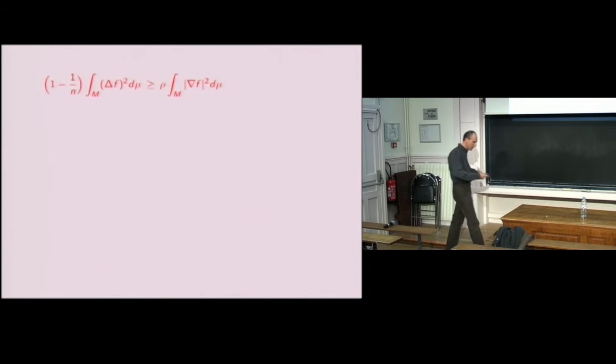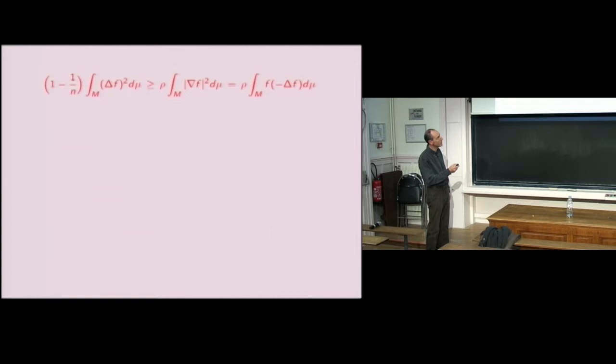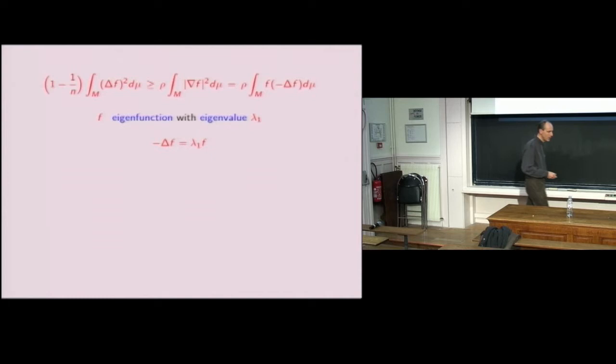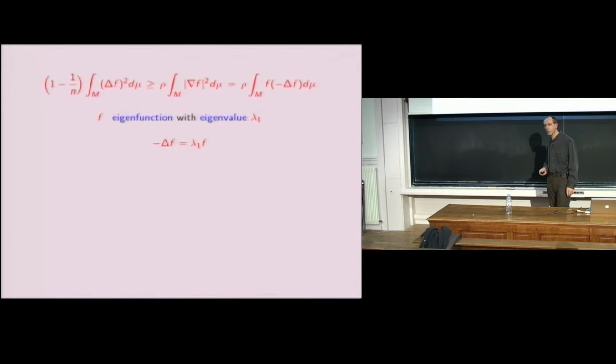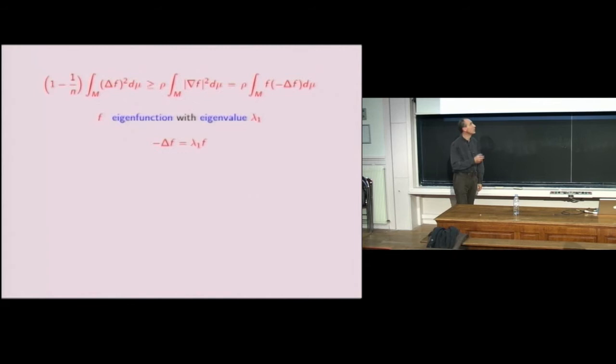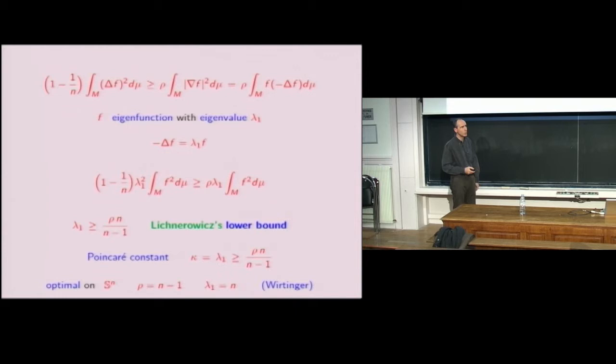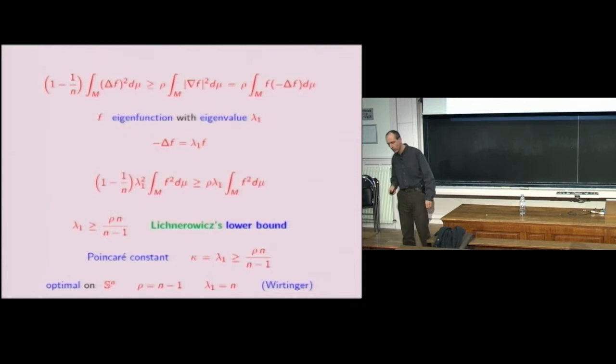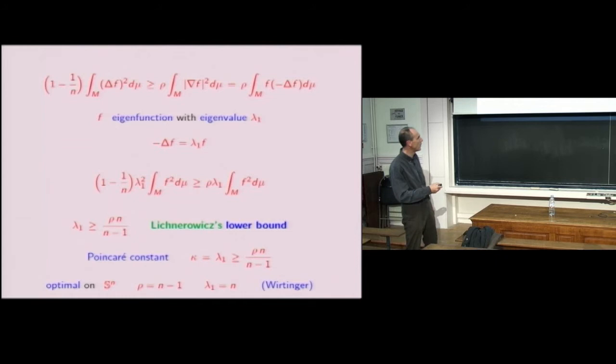And then you can also read things backwards. Of course, it's possible to do it more quickly than what I did here. But you can also do it in reverse, namely that this gradient squared is, again by integration by parts, this quantity. And then if you consider a non-trivial eigenfunction associated with the first non-trivial eigenvalue lambda 1, you simply plug this eigenfunction into this inequality on the top, and what you get is something like this, from which you immediately draw a lower bound on lambda 1, the first non-trivial eigenvalue. This is nothing else than the Poincaré constant, and you get this lower bound in terms of the lower bound on the Ricci curvature and the dimension.